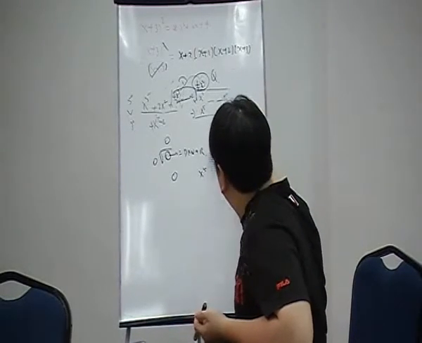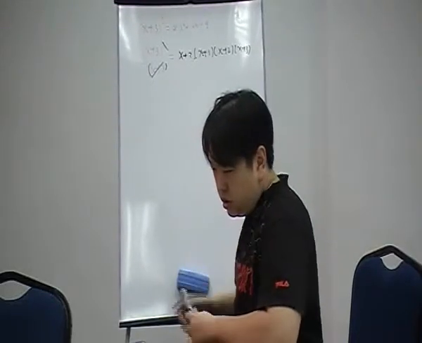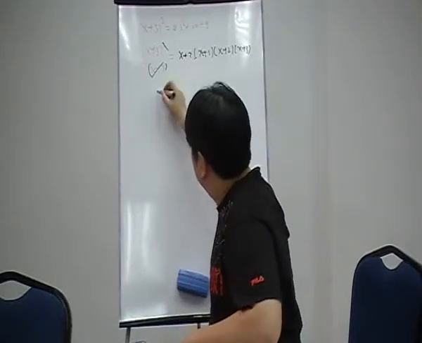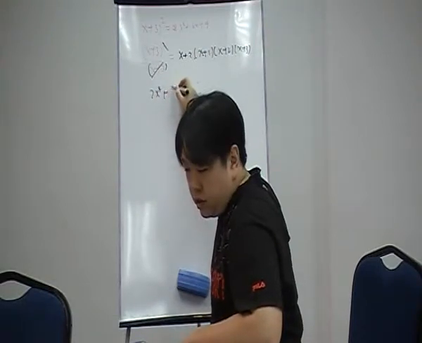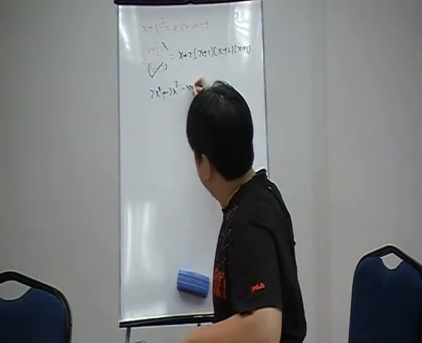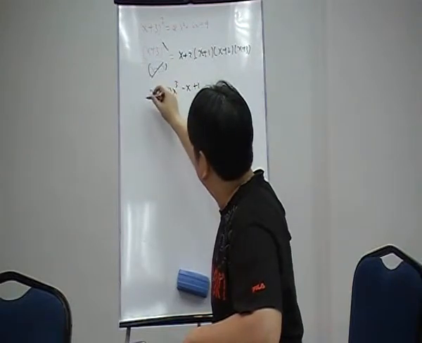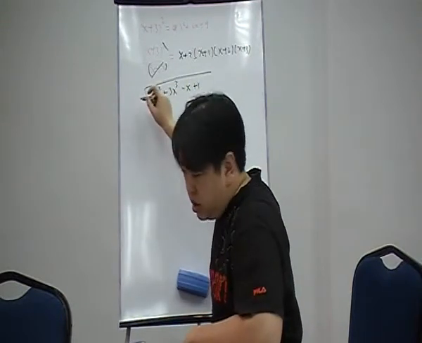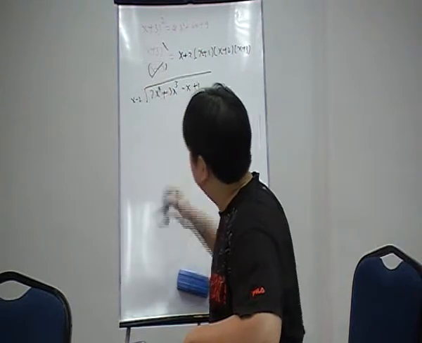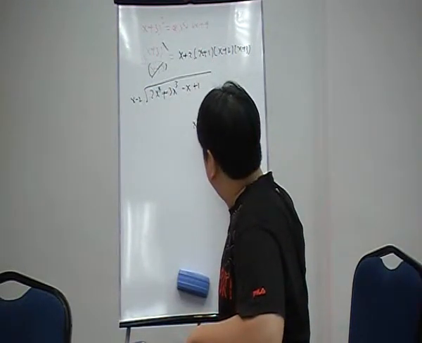Okay, try. 2x⁴ plus 3x³ minus x plus 1 divided by x minus 2. I'll try, see what you get. Another one, x⁵ minus 3.